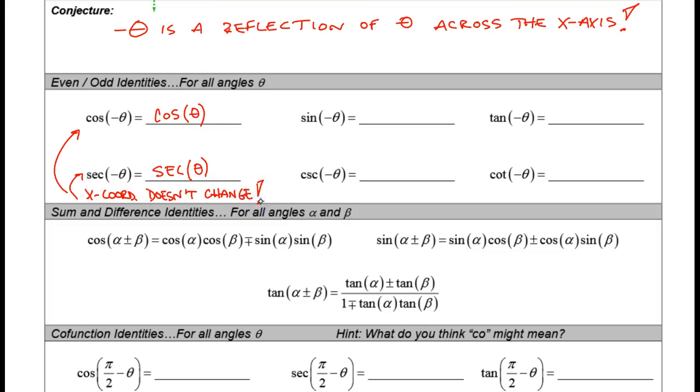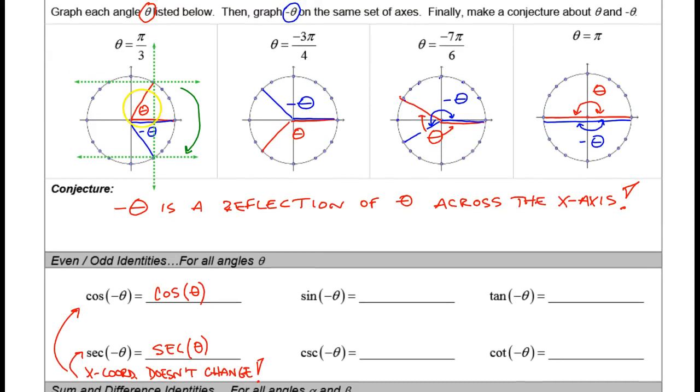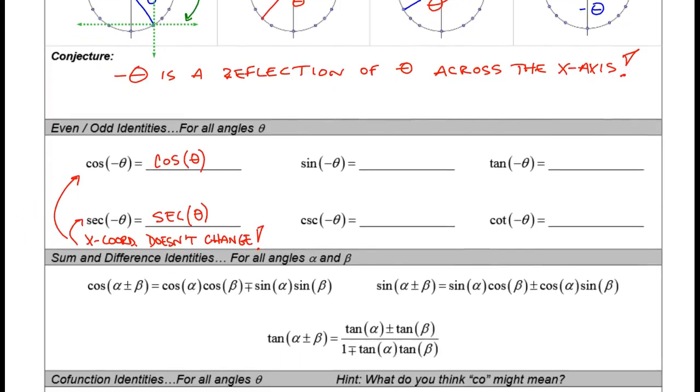Okay, so let's take a look at the rest of these. So we'll talk now about the sine of the opposite of theta. Well, remember what we showed in this picture up here. For the sine of the opposite of theta, the y-coordinate does change because it flips across the x-axis. So the sine of the opposite of theta is equal to the opposite of the sine of theta.